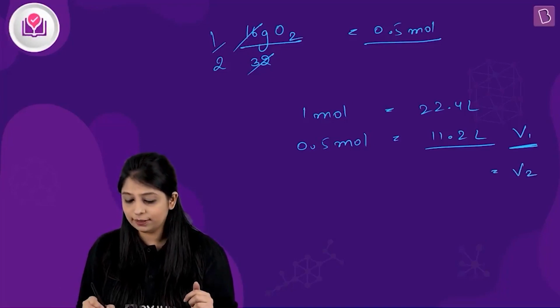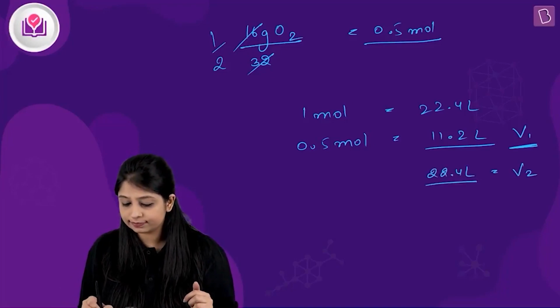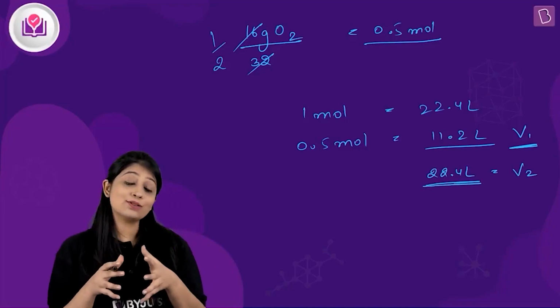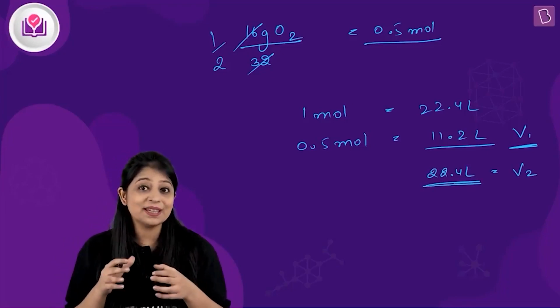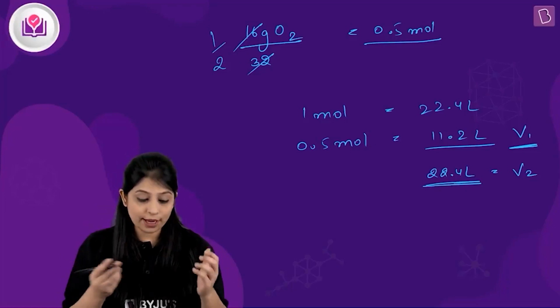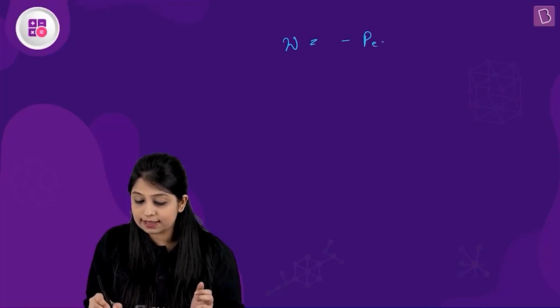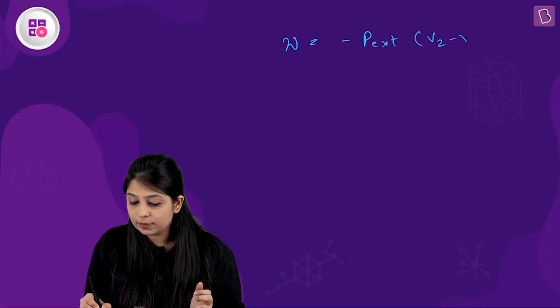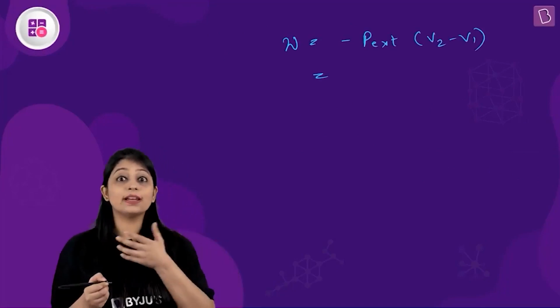That means V2 will be 22.4 liters. Now, since expansion is happening at STP, this is a typical case of expansion at constant external pressure. And for that, the formula of work is minus P external times V2 minus V1. So what is the value of P external?